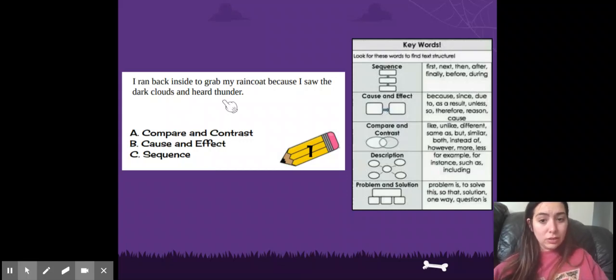Well, I know it said it was raining and they had to get their raincoat because they saw the thunder. So there's my crazy dog. So I see that word because. I'm going to look for because. There it is. Because, cause and effect. Yep, that's cause and effect. So I would circle B, cause and effect.